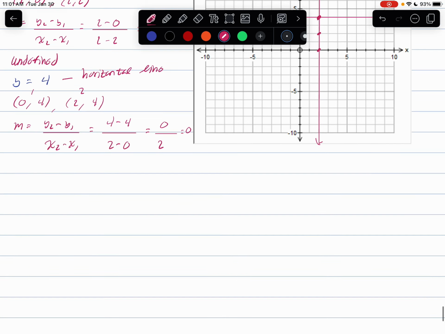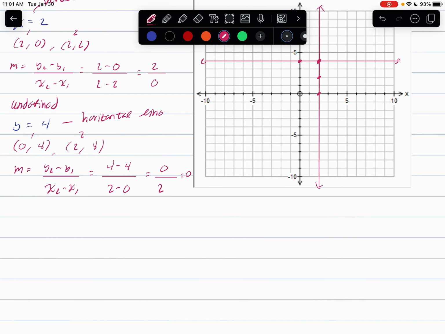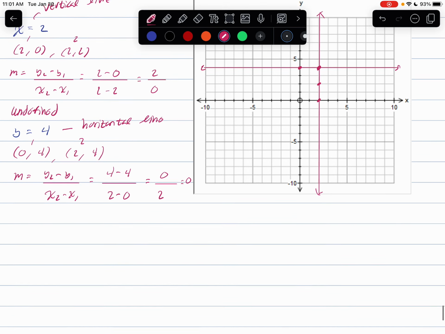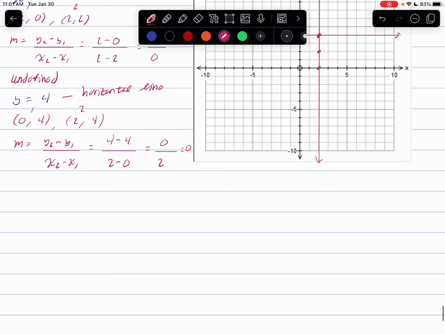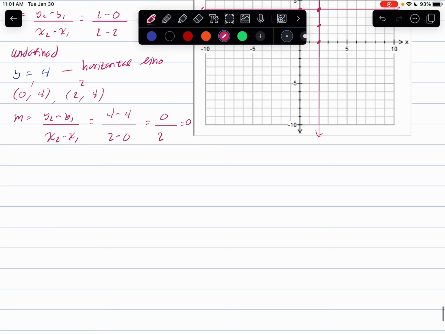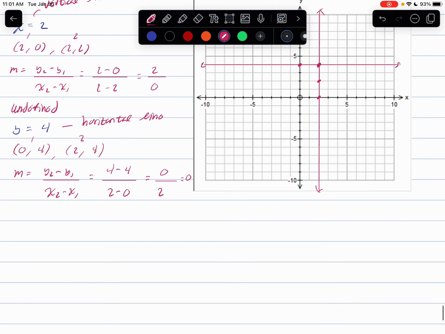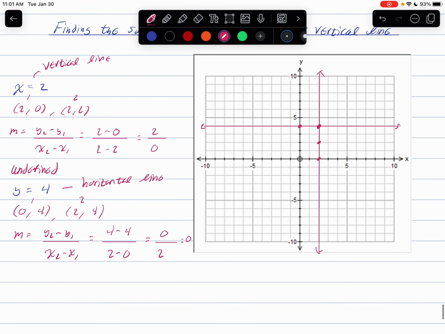And we're actually able to just leave it as 0, because we can think of this as saying there's no steepness to the line. It doesn't go up, it doesn't go down. It's a horizontal line. And since there's no steepness to the line, we say that the slope is 0. Okay? So you don't have to do this for every line that you get.